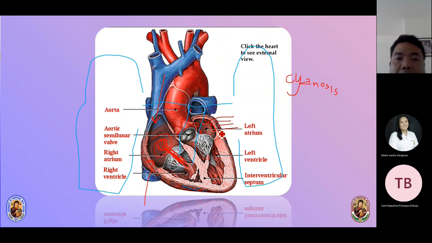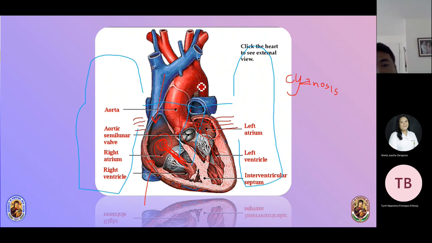Dalawang galing sa left at saka dalawang galing sa right. Dadaan yan sa likod, tapos dito. Nakuha? So, therefore, from the left and right lungs, blood returns to the heart. This time, saan na siyang side? Sa left side na. Specifically, on the left atrium. And then from the left atrium, blood goes to the left ventricle before it is pumped to the aorta, sa arch of aorta.